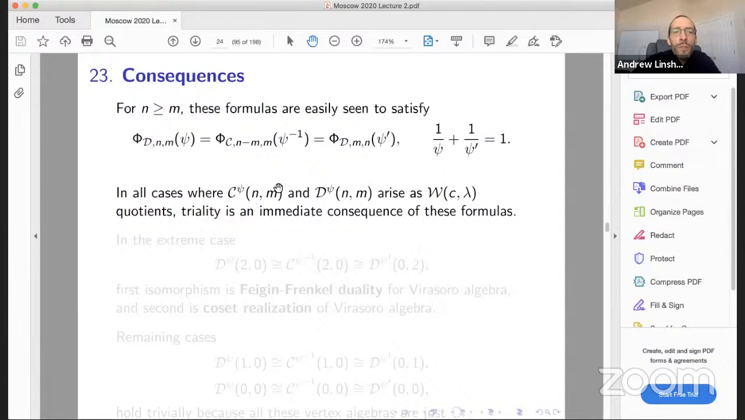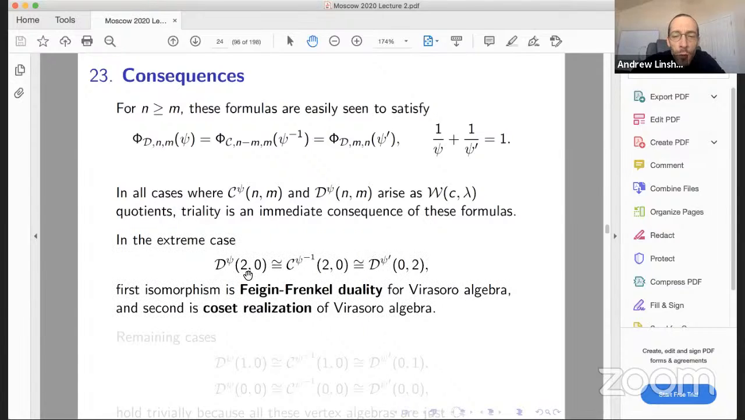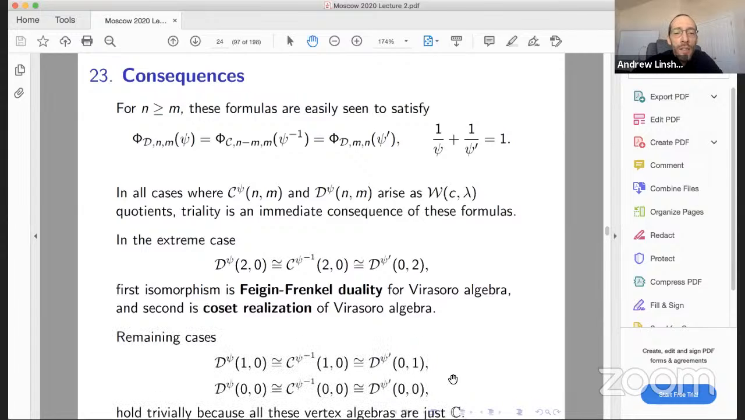Once you see that these parameterizations satisfy triality, then you immediately get the triality isomorphism of vertex algebras, because of the bijection between the curves and the algebras. And then the extreme cases, you can check by hand. In one extreme case, where I've got 2, 0, these are just the Virasoro algebra. The first isomorphism is Feigin-Frenkel duality for the Virasoro algebra, and the one with D psi and D psi prime is the coset realization of the Virasoro algebra. So this we already know, we don't have to do anything new. And the remaining cases hold trivially, because all these vertex algebras are just the complex numbers. So again, there's nothing to prove here.